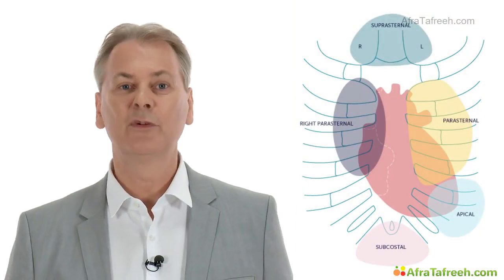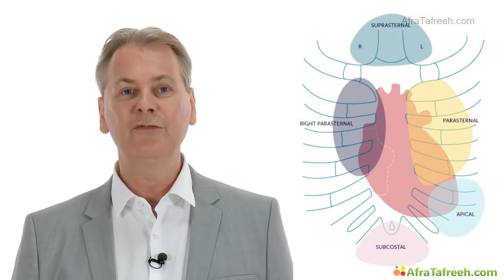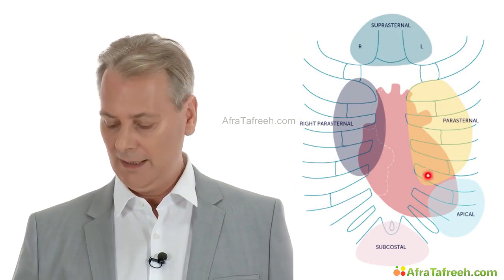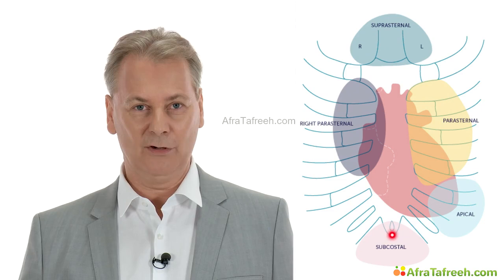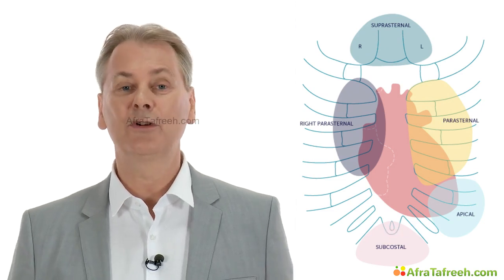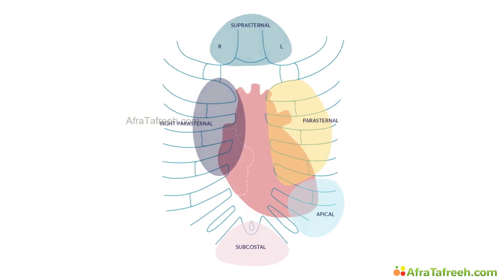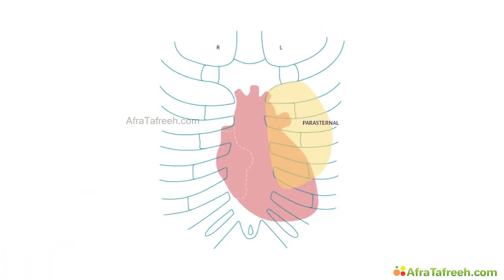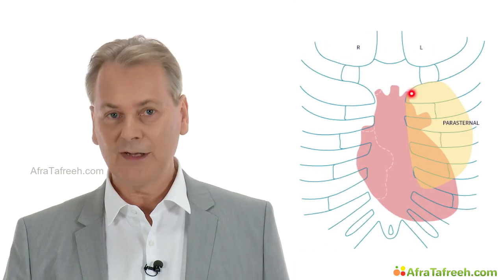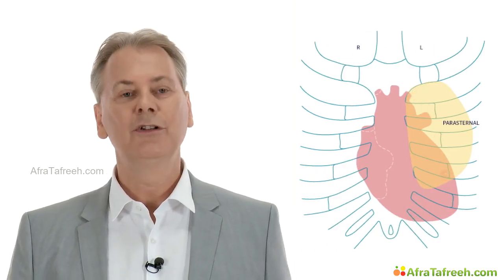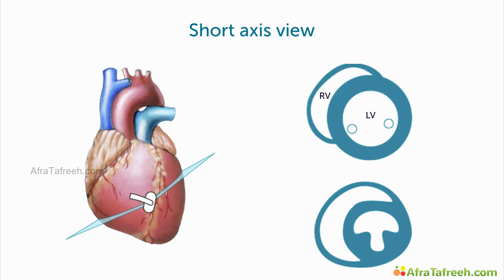These are the windows from which we can see the heart. We're going to focus on the three most important ones: the left parasternal window, the apical window, and the subcostal window. In each of these windows, we're going to show you those views which are best suited to look at left ventricular function. In the parasternal window, you're going to image from the left of the sternum, somewhere between the second and the fourth intercostal space. So you'll be imaging from in between the ribs.